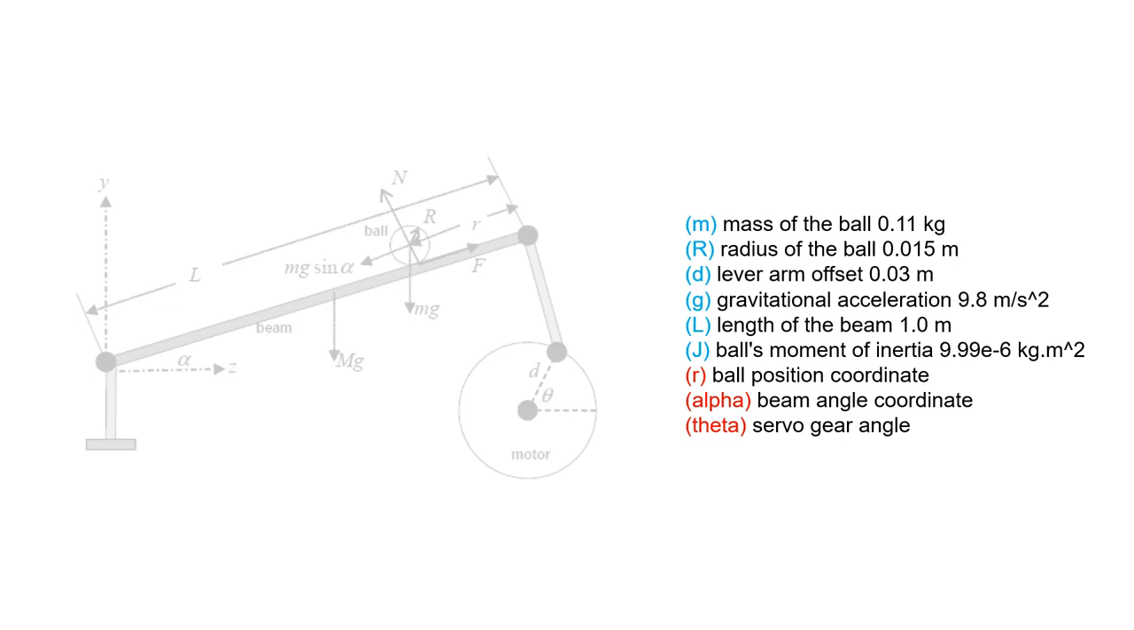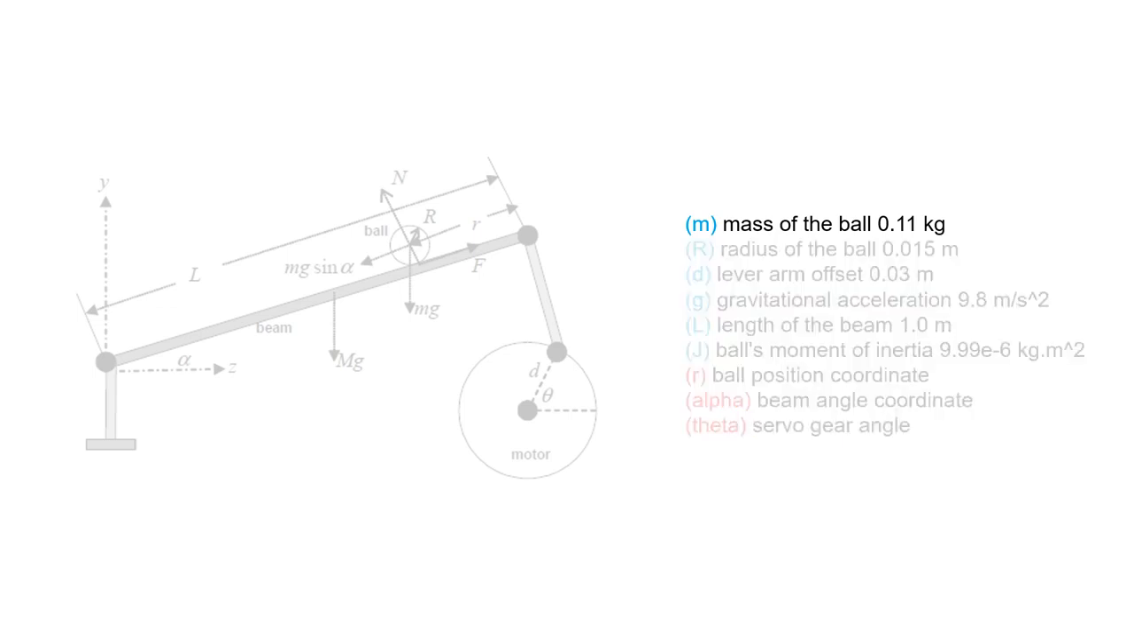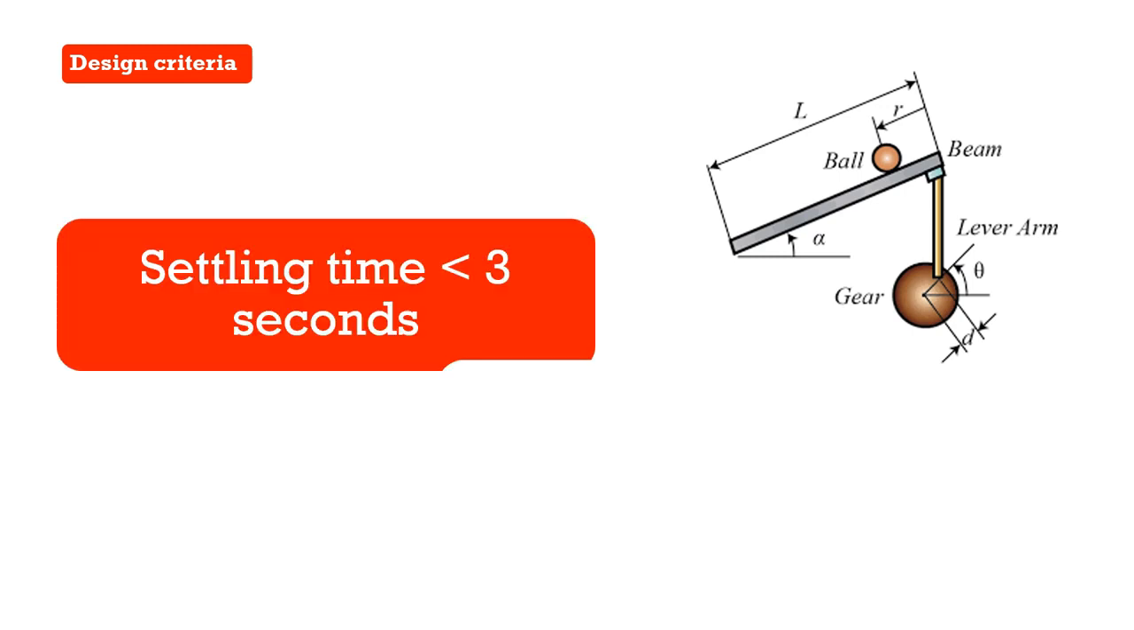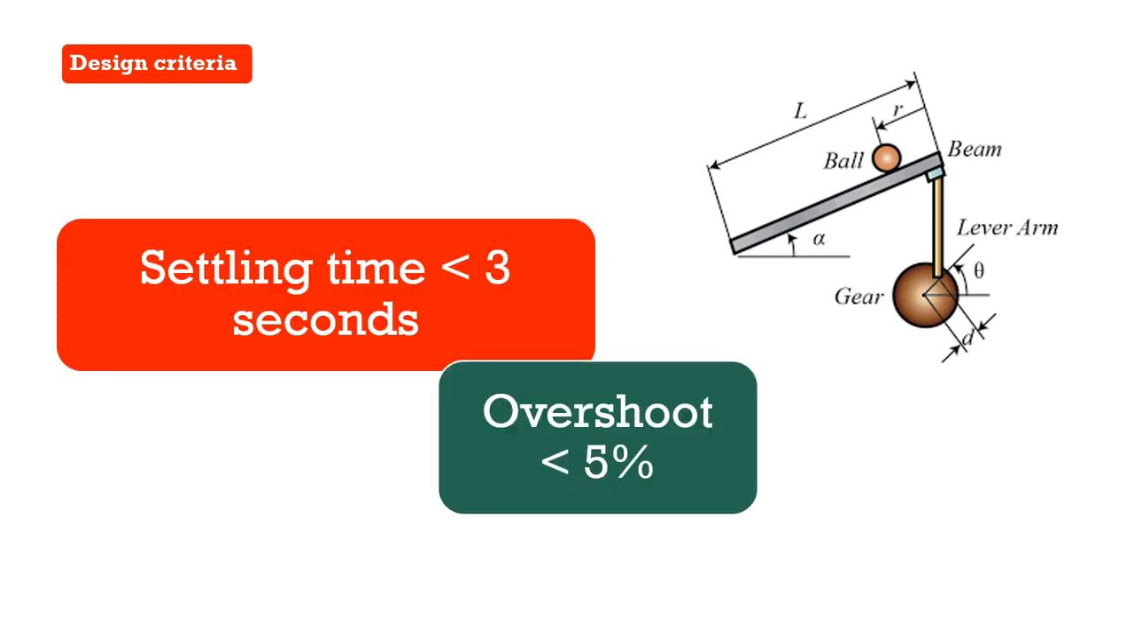These are the system parameters, where small m is the mass of the ball, capital R is the radius of the ball, D is the lever arm offset, G is the gravitational acceleration, L is the length of the beam, J is the ball's moment of inertia, small r is the ball position coordinate, alpha is the beam angle coordinate, and theta is the servo gear angle. There are some design criteria for this. Settling time should be less than 3 seconds and the overshoot should be less than 5%.